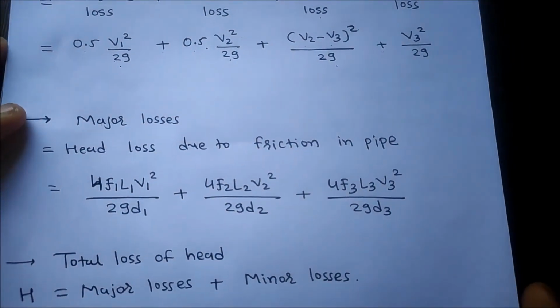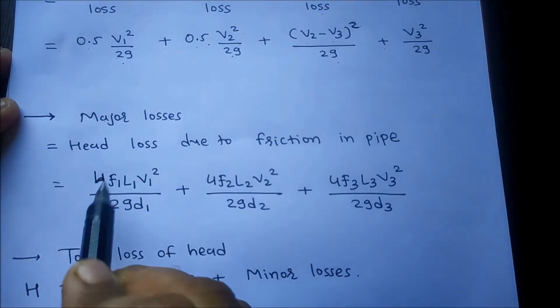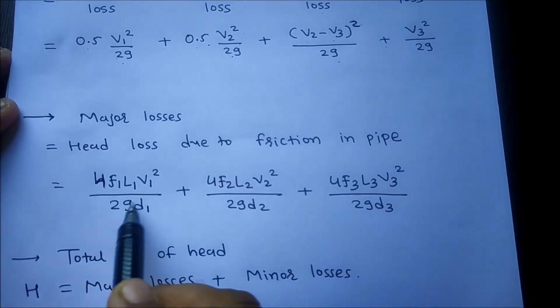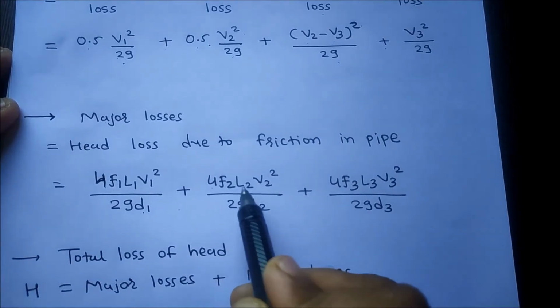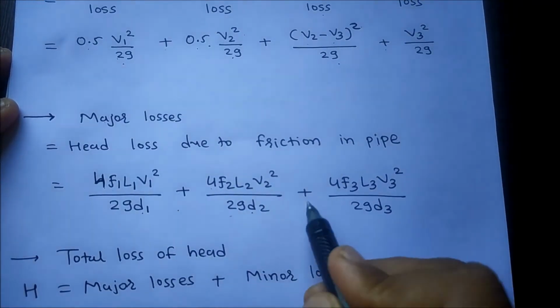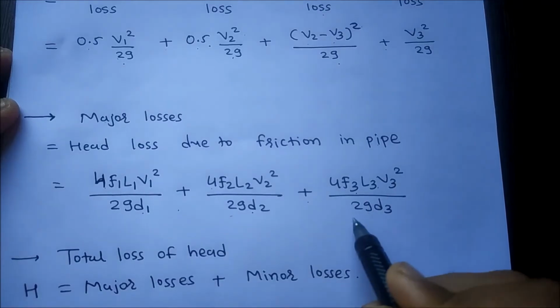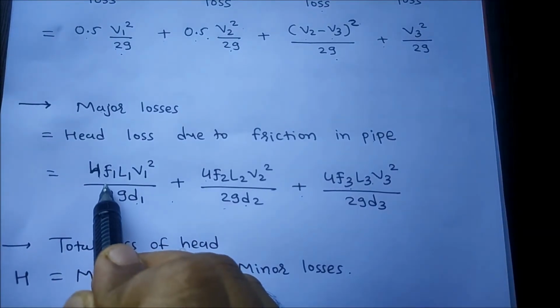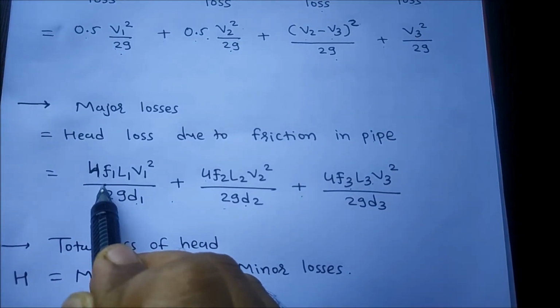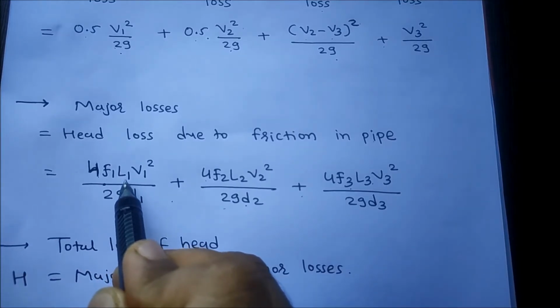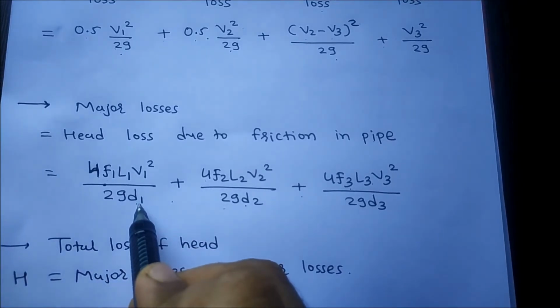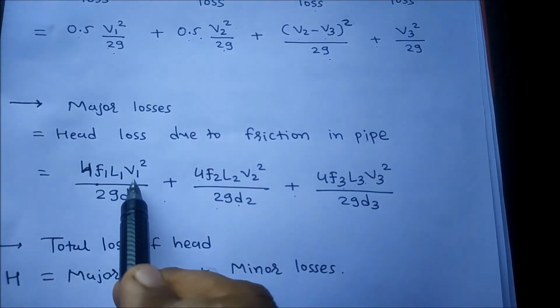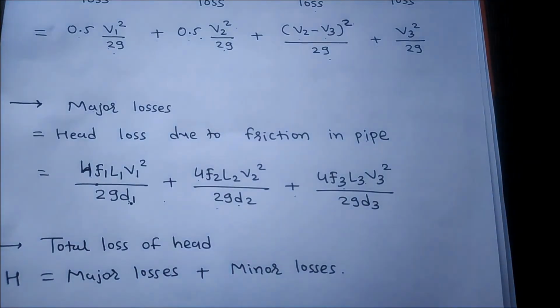So there are 3 pipes. So head loss due to friction in pipe is 4f1 L1 V1 square by 2g D1 plus 4f2 L2 V2 square by 2g D2 plus 4f3 L3 V3 square by 2g D3. Here f1, f2, f3 are the coefficients of friction for pipes 1, 2, 3. L1, L2, L3 are the lengths of pipes 1, 2, 3 respectively. D1, D2, D3 are the diameters of the pipes, and V1, V2, V3 are the velocities of flow through pipes 1, 2, 3.